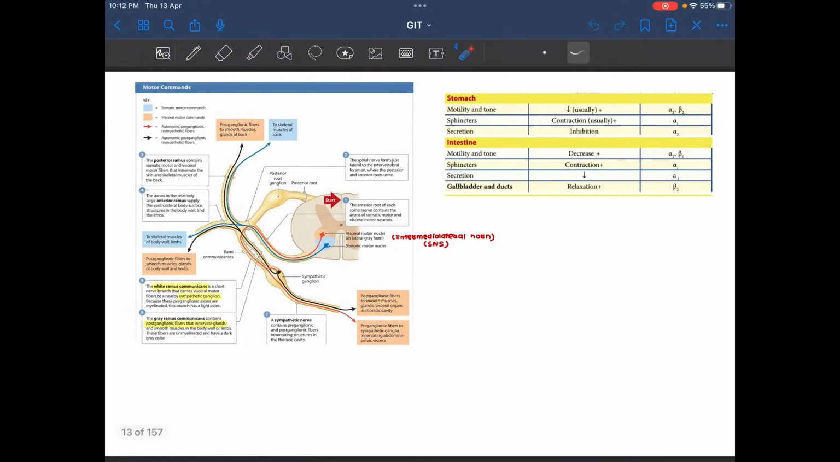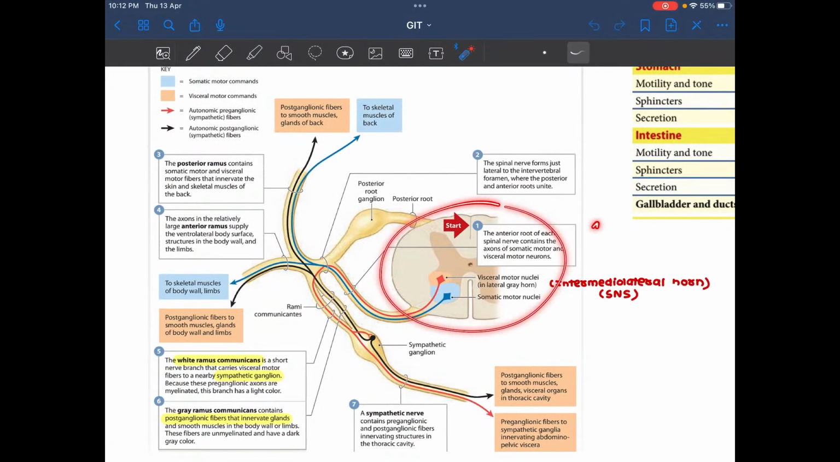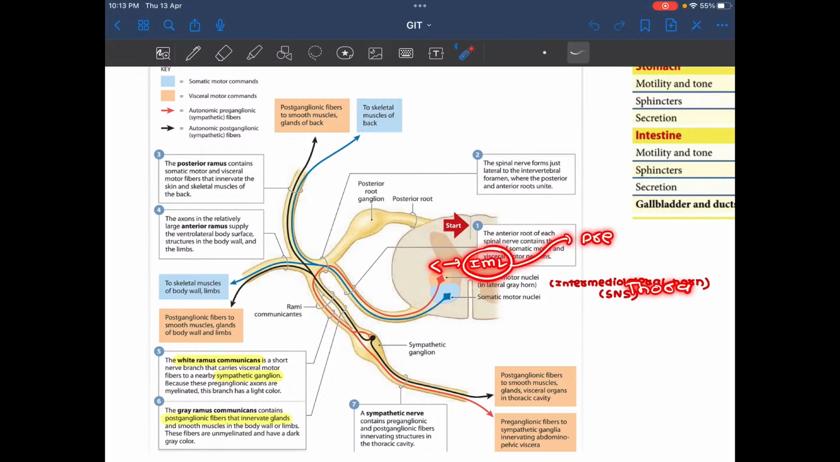Let me just turn your diagram towards here. When we discuss the spinal cord and its laminae, here we have something known as the intermediolateral horn. We are talking about the sympathetic nervous system, thoracolumbar as we call it. So here you have a projection known as the intermediolateral horn, from which our preganglionic sympathetic nerve fibers come. You know this, we have studied this already. So these are the fibers which are running here.